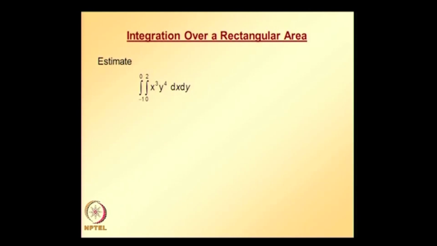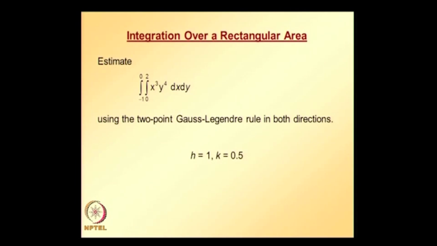So to evaluate this integral accurately or exactly, we require to use 2 points along x direction and 3 points along y direction, but here in the problem statement it is suggested to use 2 points along both directions. So we can expect some kind of error when we evaluate this integral using this 2 point Gauss-Legendre rule in both directions. So first we require to identify what is h, what is k.